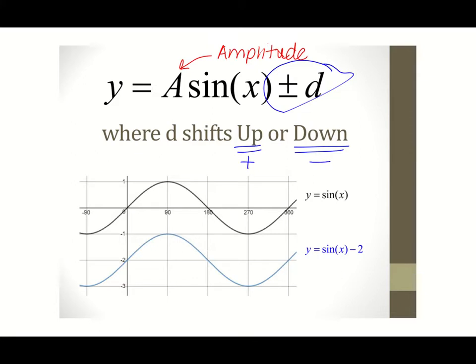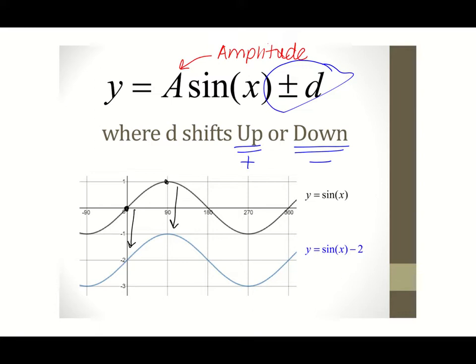So we can kind of see an example here. Black function is our standard sine of x. And if we put a -2 on the outside, it takes all of our points, so like our starting point here, and it shifts it down 2. Takes every point and subtracts 2 and goes down. If we had +2, it would move up.